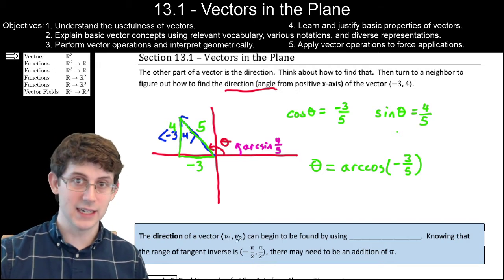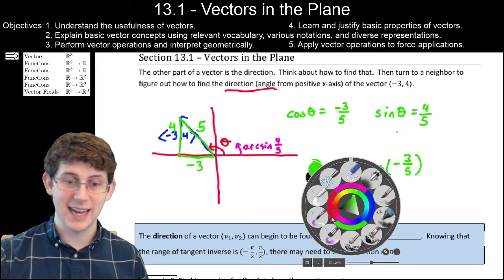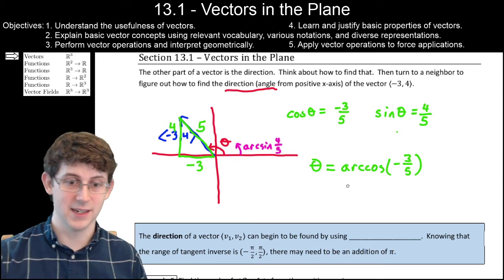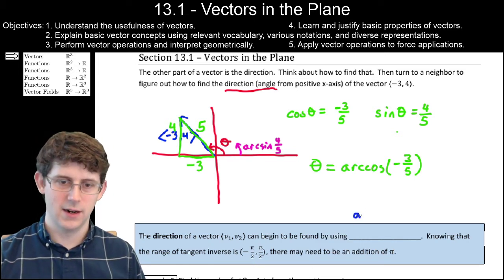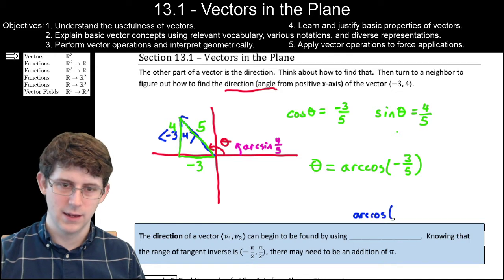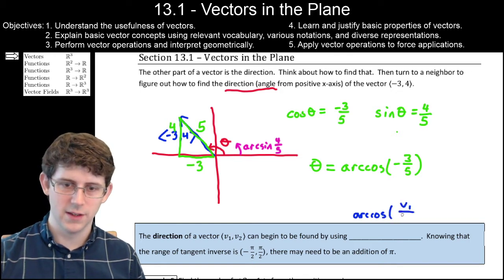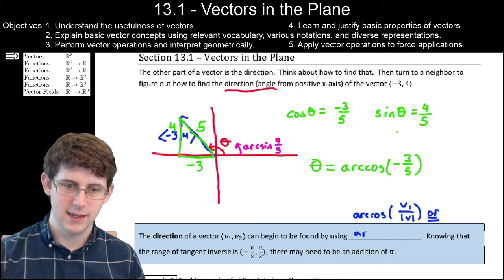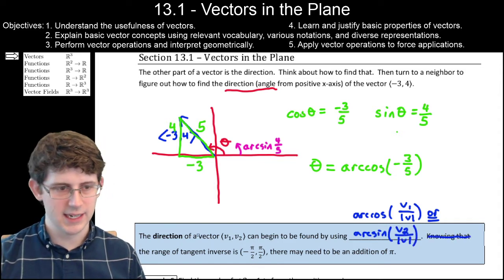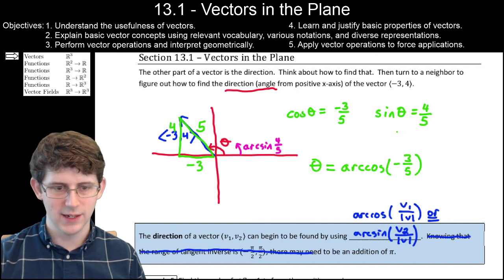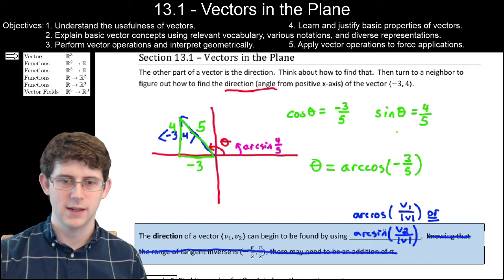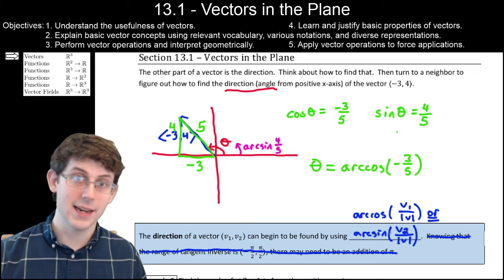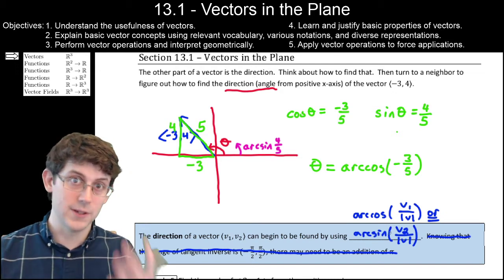So the direction of a vector, it ends up that we don't actually have a very good formula for it. You're either going to use arc cosine of v1 over the magnitude, or you're going to use the arc sine of v2 over the magnitude. And we're going to cross off this sentence because this is the reason that you can't really get a single formula. So whichever one of these gives you the right answer based on how arc cosine and arc sine work, that's the one you use.